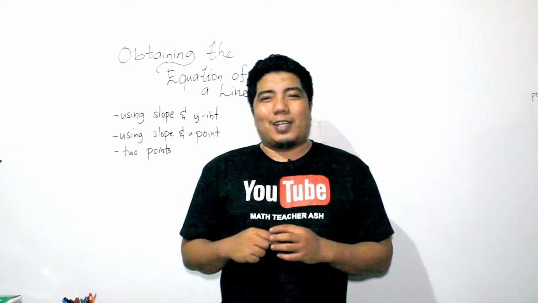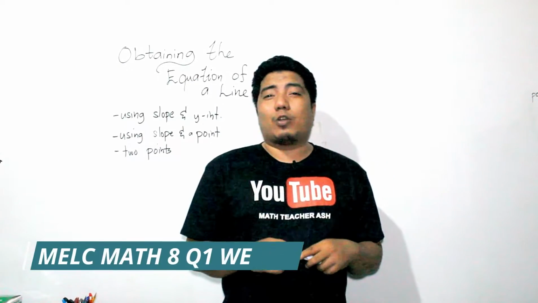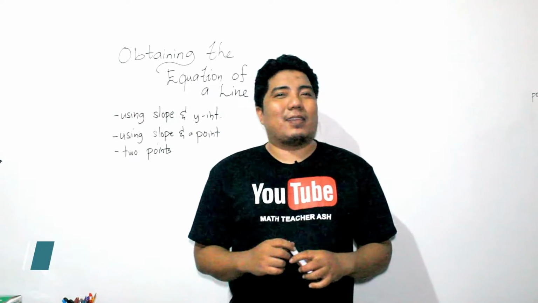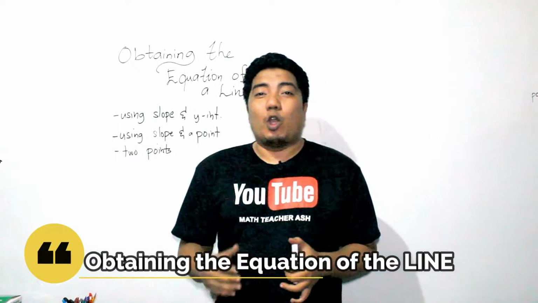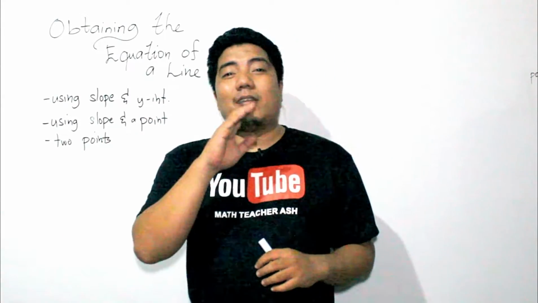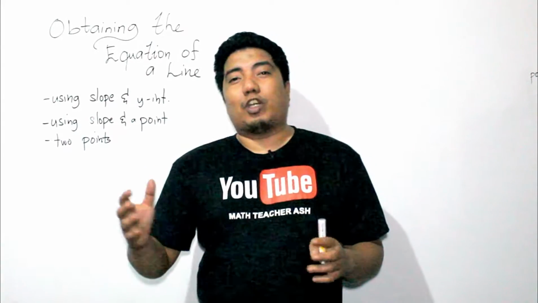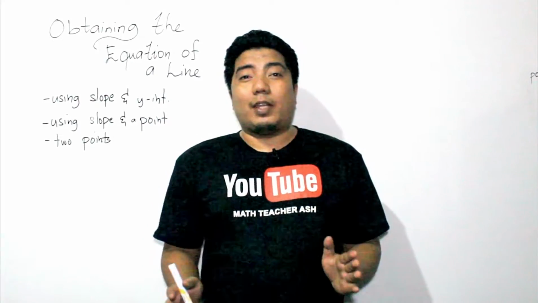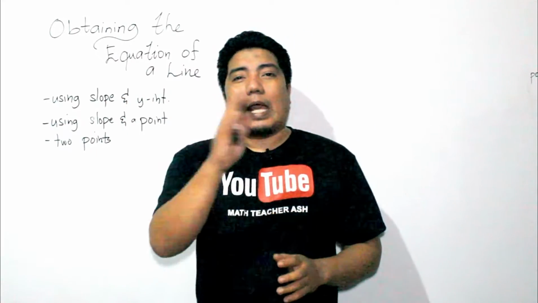Hello math learners, welcome to another session here in Math Learning with Sir Ash. Today, we're going to discuss the most essential learning competency-based lesson for Quarter 1, Week 7 of the Grade 8 Mathematics, which is all about obtaining the equation of the line using slope and y-intercept, slope and a point, and 2 points. These are the things that we have considered in graphing the equation of the line. However, today, we will not graph, but we will try to obtain what is the equation of the line given this kind of conditions. Now, let us start.